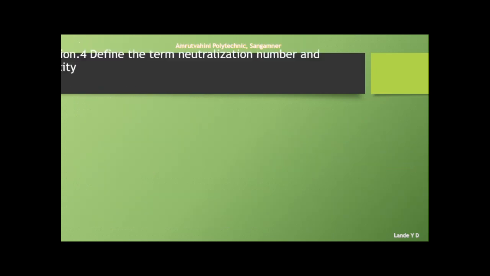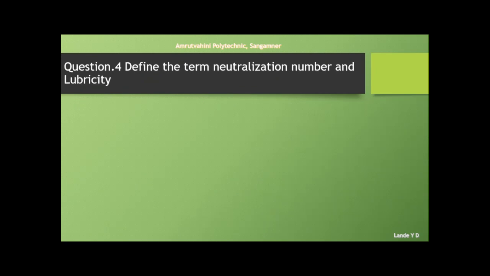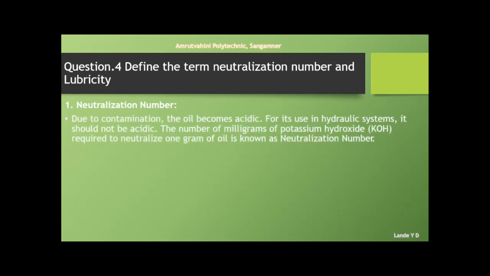Question 4. Define the term neutralization number and lubricity. 1. Neutralization number. Neutralization number refers to a measure of the acidity or alkalinity of a lubricating oil. It is a measure of the amount of acidic or basic compounds in the oil that have reacted with an alkaline or acidic solution.